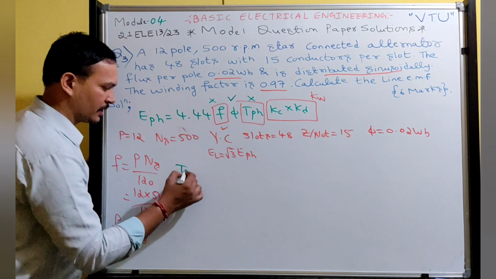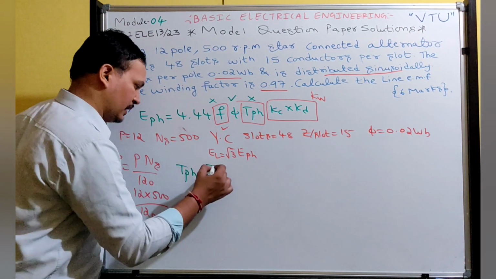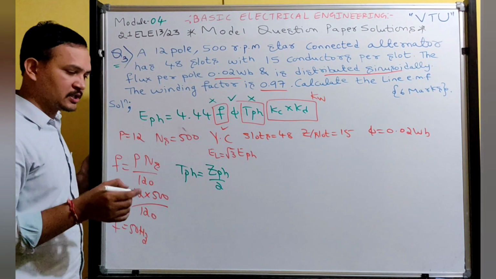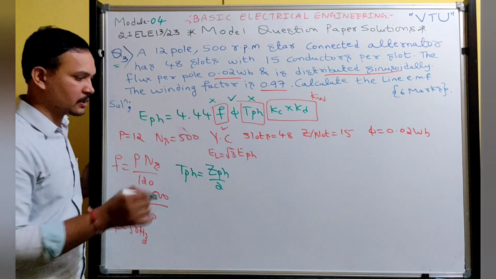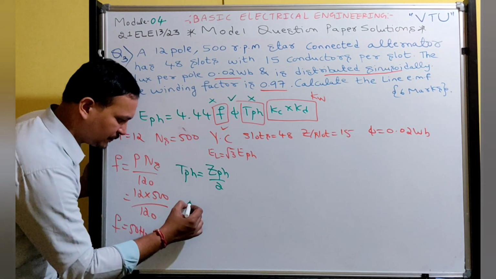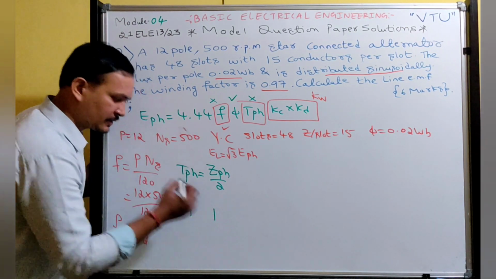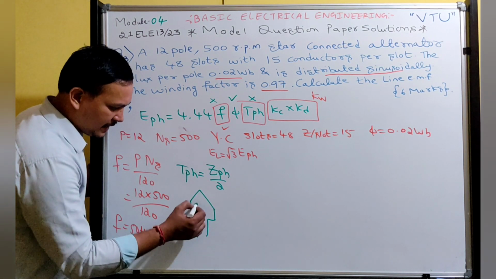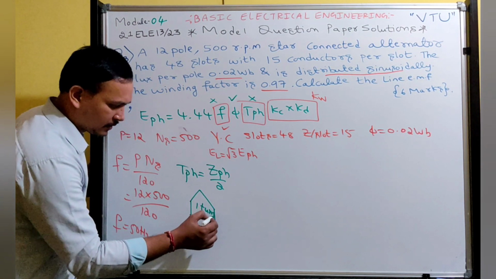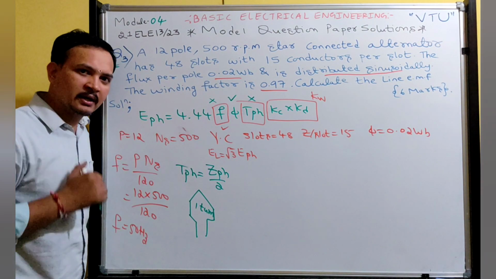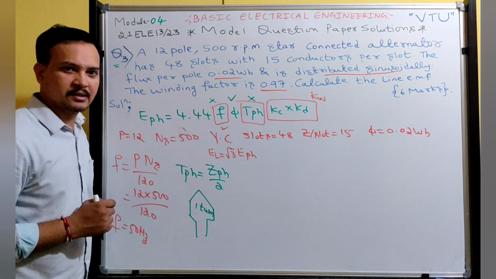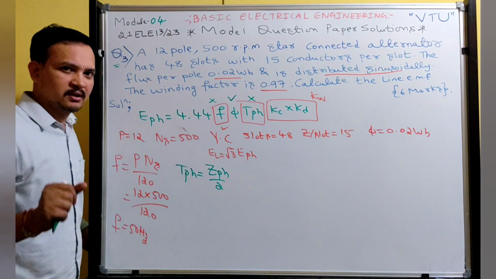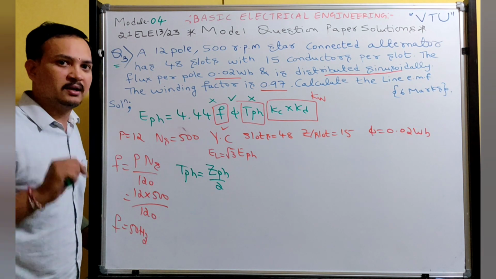Okay. Next I need TPH. See guys, look here. TPH formula is ZPH divided by 2. Conductors per phase divided by 2 is called turns. This is one conductor, this is another conductor. If I join these two conductors, then it is called one turn. To make one turn, how many conductors are required? 2 conductors. That is called a turn. Got it? So 50 conductors, tell it in turns, 25 turns.